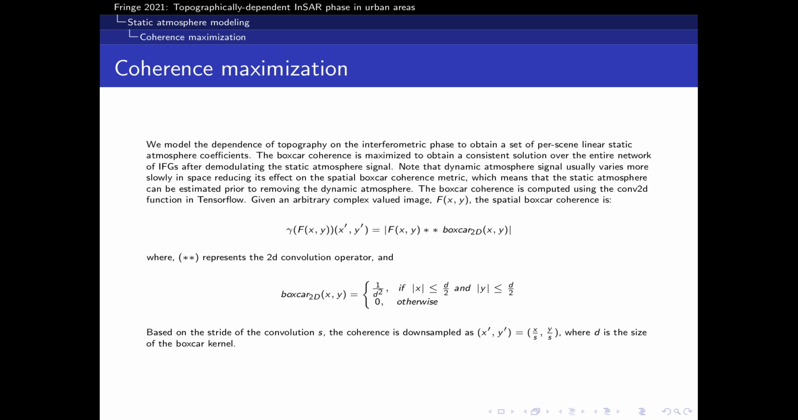We maximize the total coherence over a redundant network of InSAR interferograms to estimate the static atmosphere phase. We use the TensorFlow API to calculate the boxcar coherence. This is equivalent to taking the absolute value of the 2D convolution with a flat kernel over the wrapped phase.